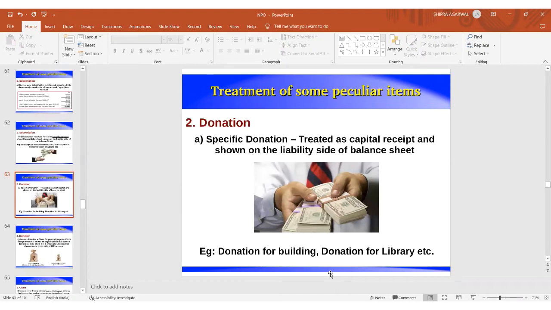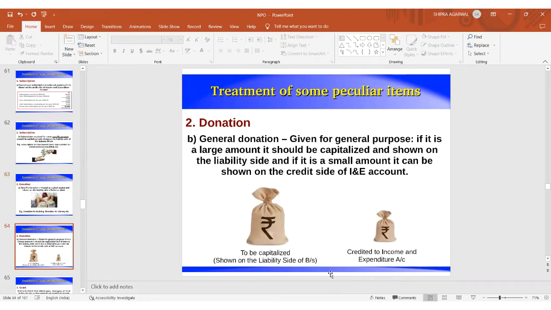Similar is the case for your donation. If it is a specific donation, then it will be treated as a capital receipt and it will be shown on the liability side of the balance sheet, right? Say for example, donation for building or maybe donation for library, etc. And if it is a general donation, then that general donation is for a general purpose. That means it can be used for any purpose. But in that case also, we will see that if it is a huge amount, then it should be capitalized and shown on the liability side. And if it is a small amount, it can be shown on the credit side of the income and expenditure.